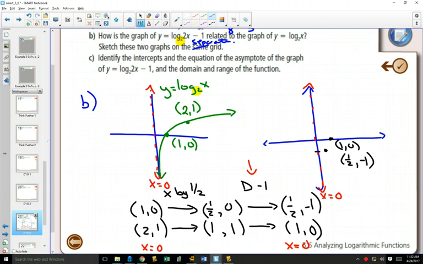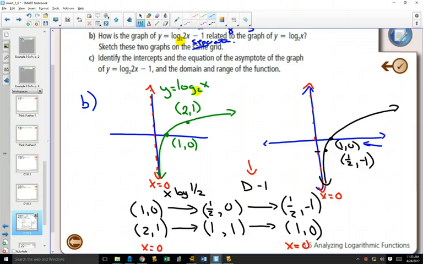Now that we have our points and our asymptote, we can draw the same shape. There have been no reflections, so it makes sense that it would look like that, and we've labeled the 2 points. Finally, in part C, it says identify the intercepts. Well, we've got one x-intercept right here at (1, 0).